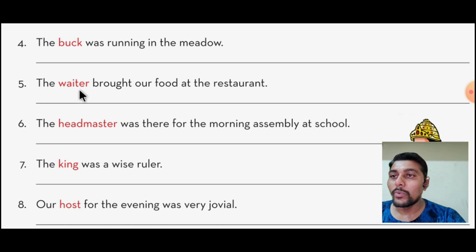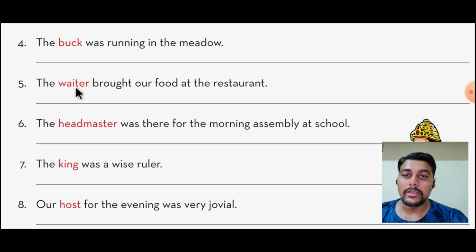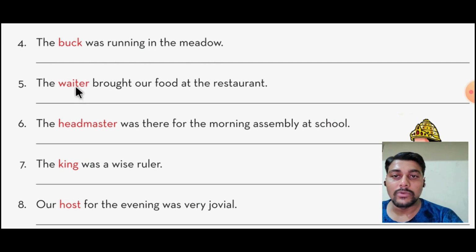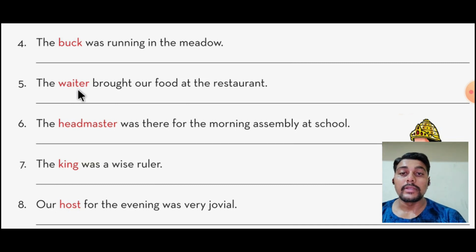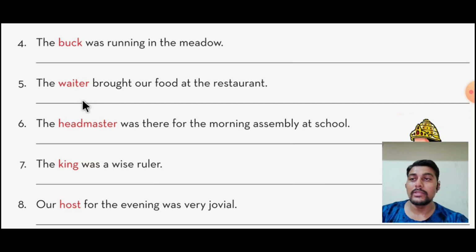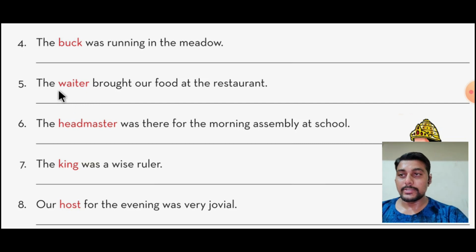The fifth one is, the waiter brought our food at the restaurant. So waiter will become the feminine noun, or we can say gender, and that is called waitress. I think you remember it in that converting table with rules. So waiter will become waitress.